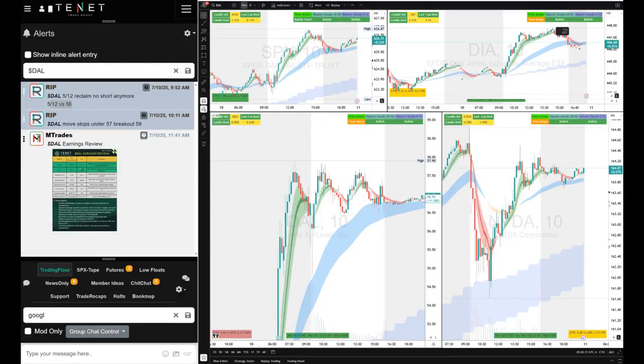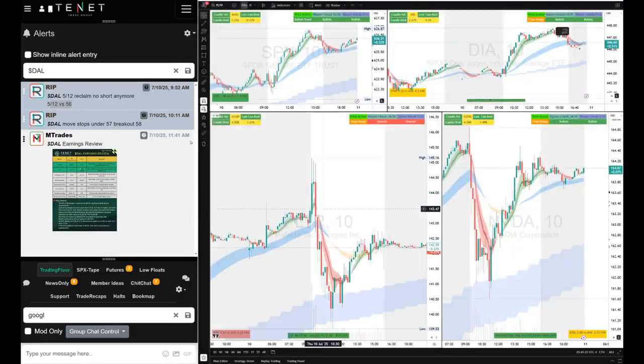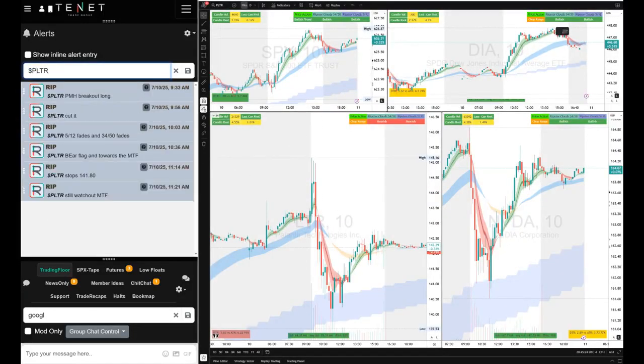So the next one we're going to look at is PLTR. So what was PLTR doing? We were initially long on PLTR, but as soon as it broke 512, we exited it. I told the traders it's a 512 short or 34.50 short. You short it here, 143, take it all the way to the MTF.